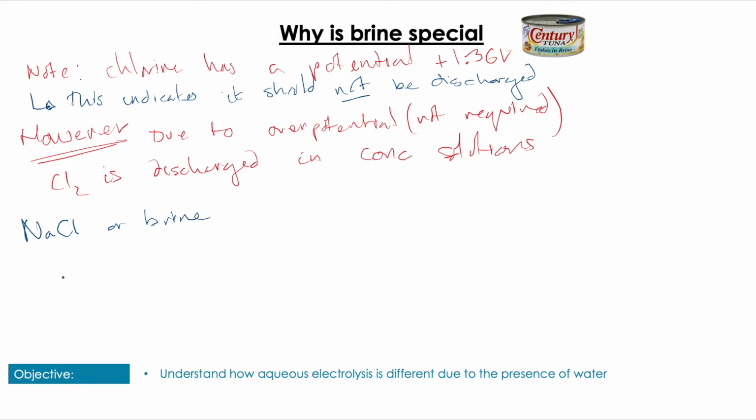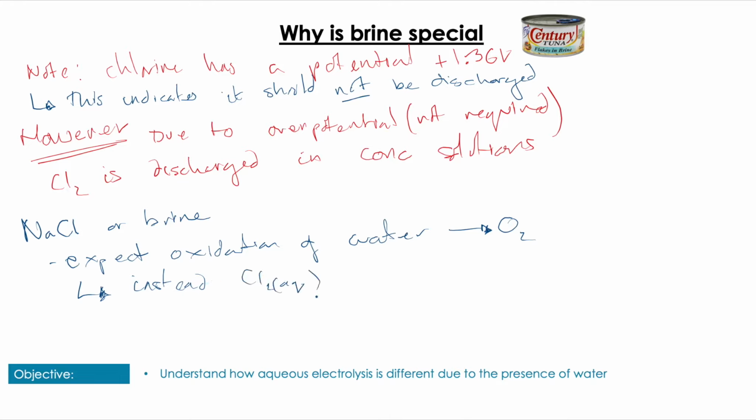So NaCl or brine solutions, when we have a concentrated solution that's above about 20-25%, we would expect the oxidation of water, but instead we get the oxidation of chloride ions to form Cl2. And again, that's only in concentrated solutions. Now we get chlorine gas produced. Chlorine gas is relatively soluble in water, so we get a varying amount of that in solution. Some of it goes into solution, some of it comes out as a gas.